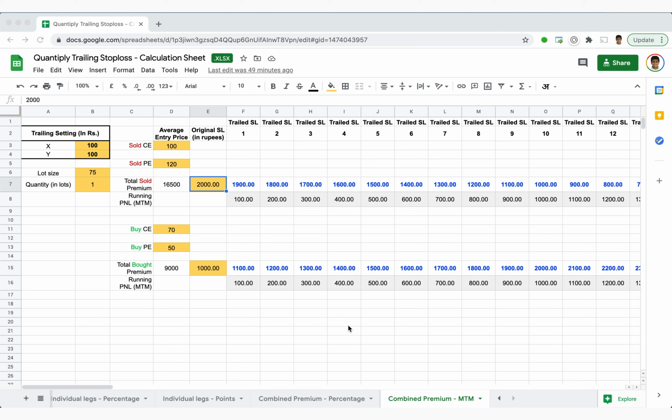And of course, you can modify these sheets as per your liking. You can modify it for iron condors, butterflies, whatever option spreads you're trading, so that you can easily keep a track of your trailed stop losses.